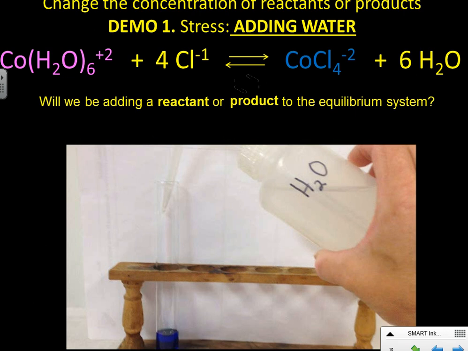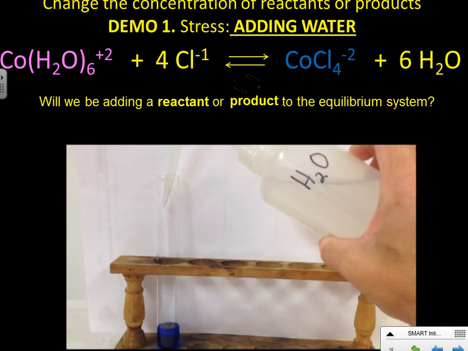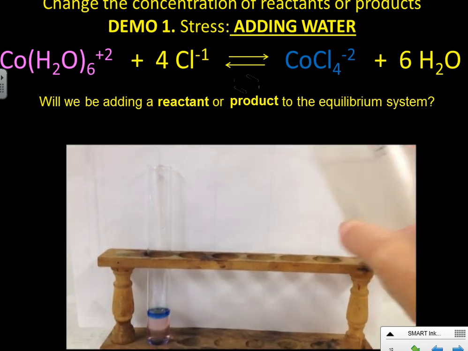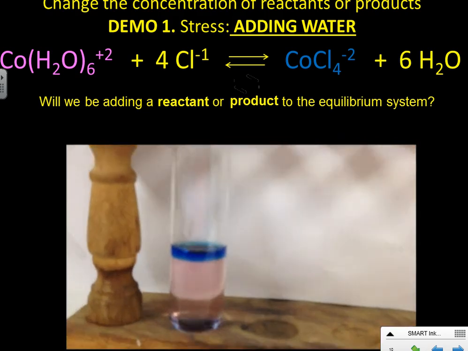Okay, well, find water in the equation. You'll see water all the way over here on the right. So my question to you is, will we be adding a reactant or a product to the equilibrium system? And you are correct if you are saying that you are adding a product. So what should happen? Let's see what happens. We can see here water is being added to the blue ions, and immediately the solution starts to turn pink.